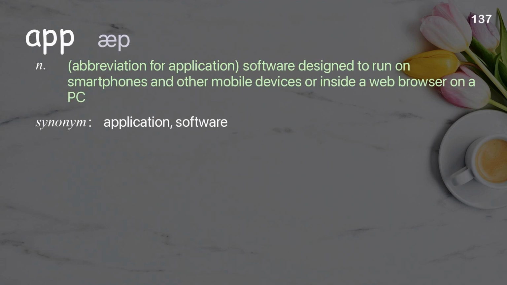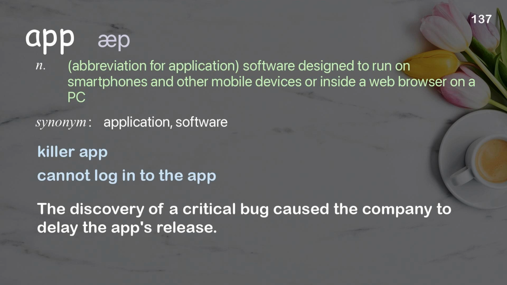App. Abbreviation for application, software designed to run on smartphones and other mobile devices or inside a web browser on a PC. Examples: Killer app, cannot log into the app. The discovery of a critical bug caused the company to delay the app's release.